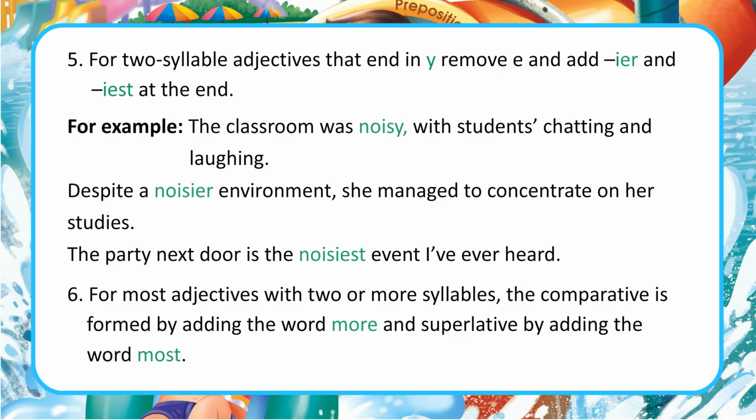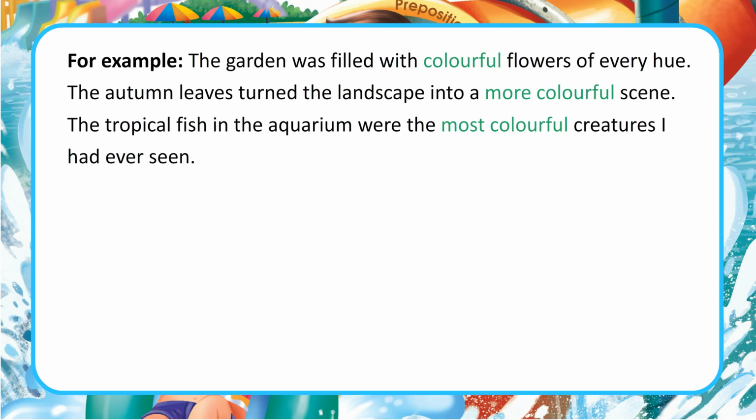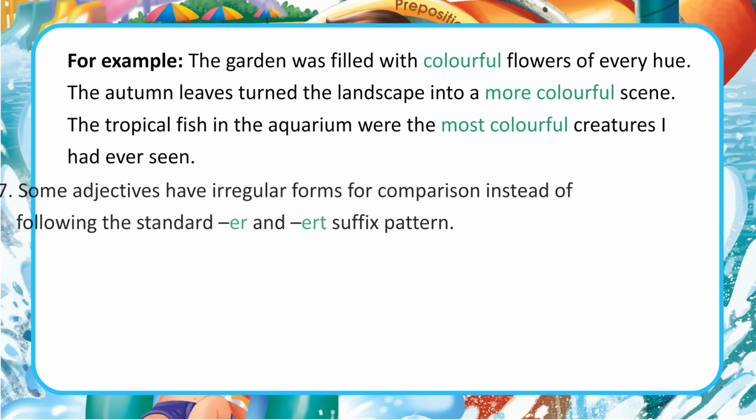6. For most adjectives with two or more syllables, the comparative is formed by adding the word more and the superlative by adding the word most. For example, the garden was filled with colorful flowers of every hue. The autumn leaves turned the landscape into a more colorful scene. The tropical fish in the aquarium were the most colorful creatures I had ever seen.